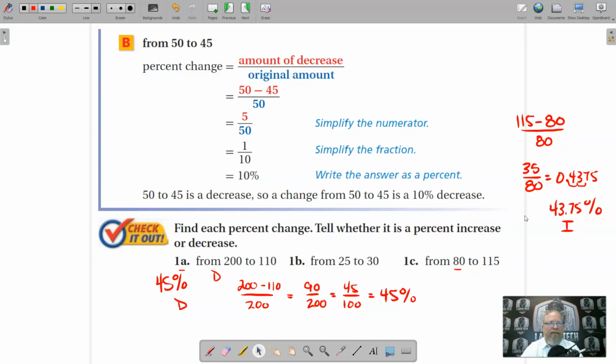So we'll use I for increase, and we'll just grab all this, group it, and move that right over here for that. There we go. 80 to 115 is a 43.75% increase. Does that answer make sense? Well, 50% of 80 would be 40, and 80 plus 40 would be 120, which is just a little bit more than 115, and 50% was a little bit more than 43.75%. So indeed, this 43.75% does make sense.